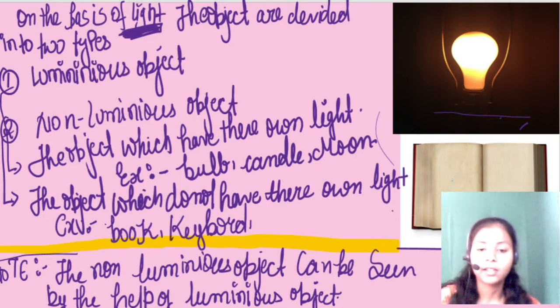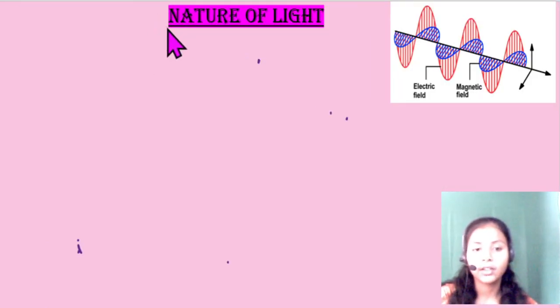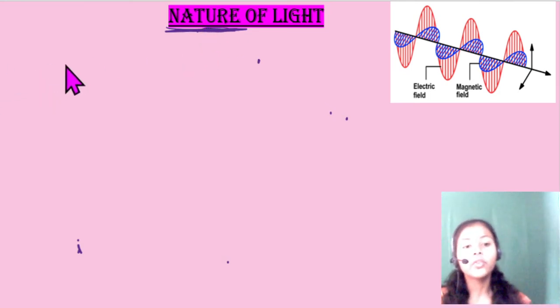So let's begin with another topic about light, the nature of light. What do you understand by nature? Nature means the characteristic properties of light. On the basis of two theories, the nature of light has been described.